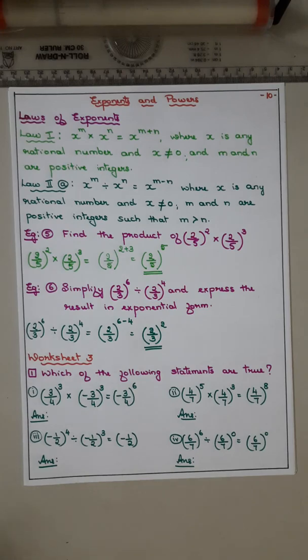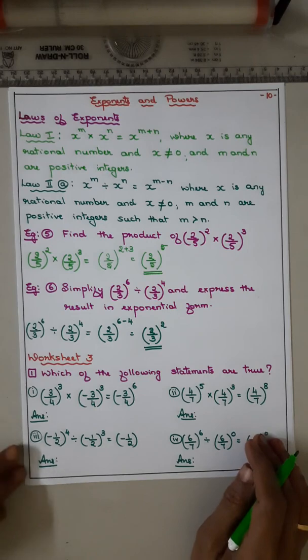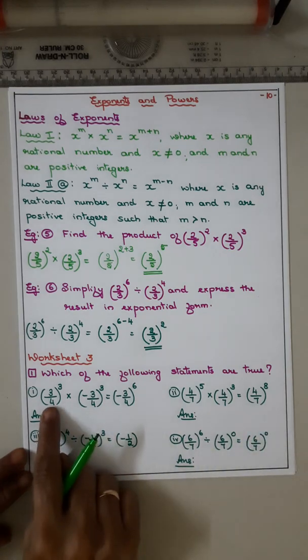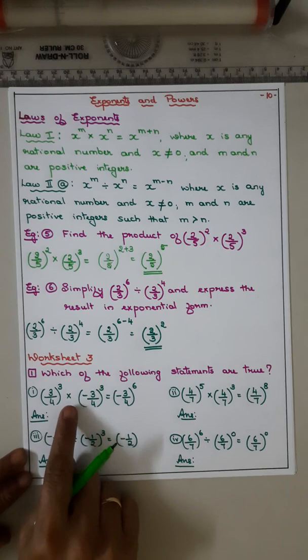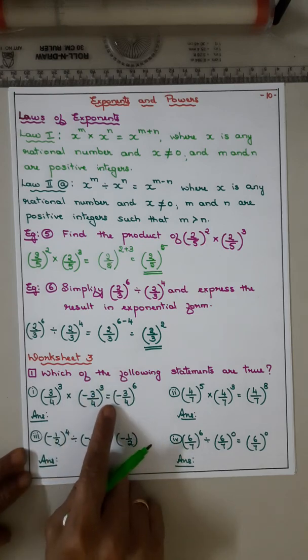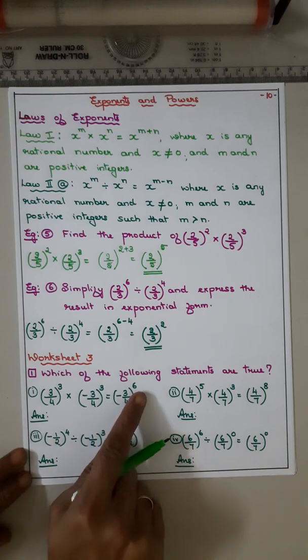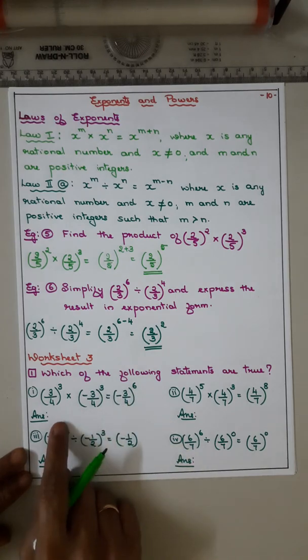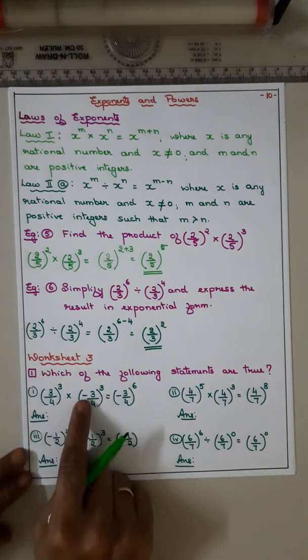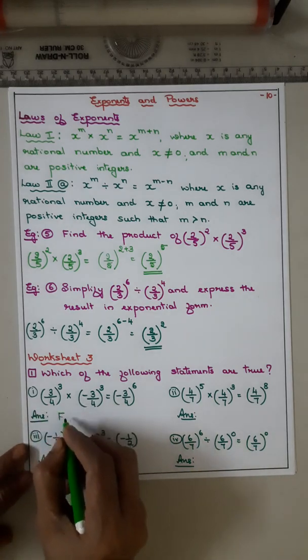Now coming to worksheet 3. Which of the following statements are true? You have to tell whether it is true or false. First, 3 by 4 the whole raised to 3 into minus 3 by 4 the whole raised to 3 is equal to minus 3 by 4 the whole raised to 6. Is it true? No. Why? Here it is positive, here it is negative. The bases are not same. So the answer is false.